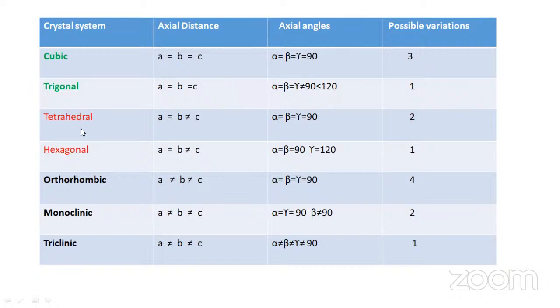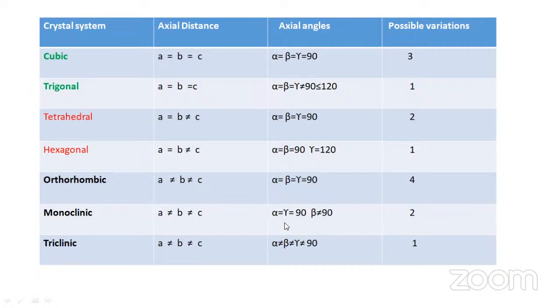Okay. And tetragonal, we have learned. Coming to hexagonal. In hexagonal, alpha is equal to beta, it is equal to 90, and gamma is equal to 120. Alpha is equal to beta is equal to 90 and gamma is equal to 120. Orthorhombic is also completed. Now coming to monoclinic. In tetragonal and hexagonal, we know that alpha is equal to beta is equal to 90.